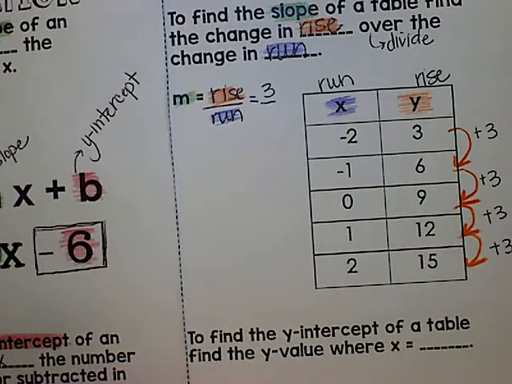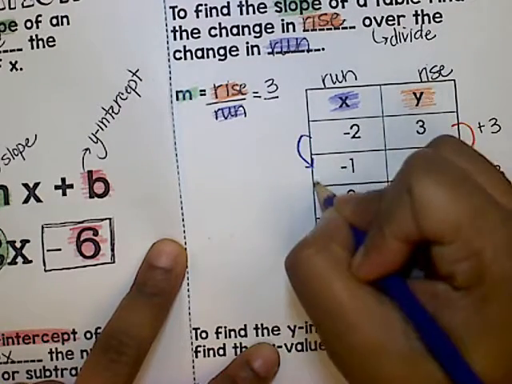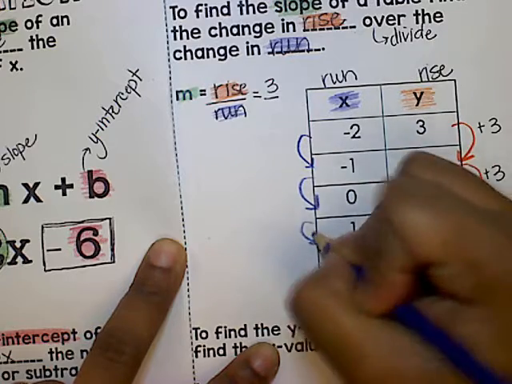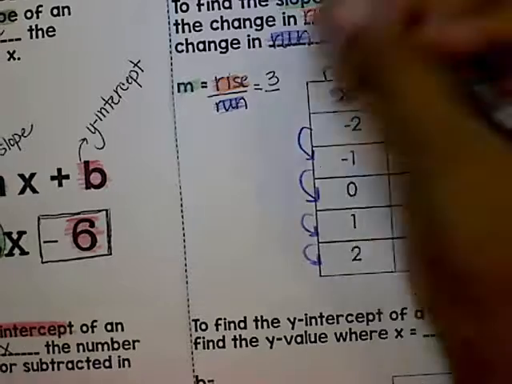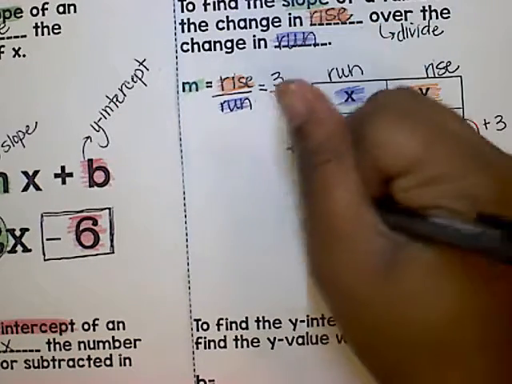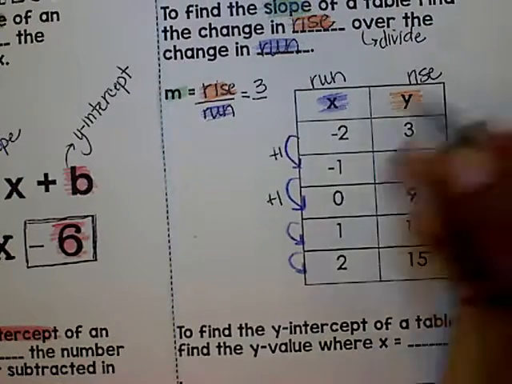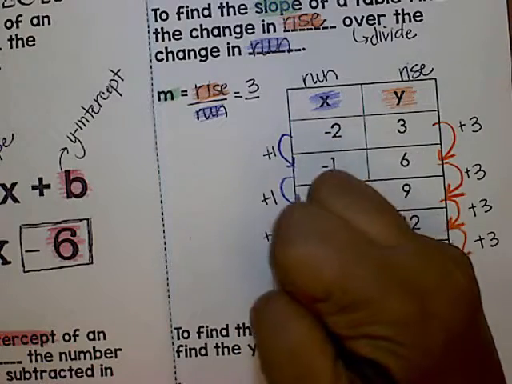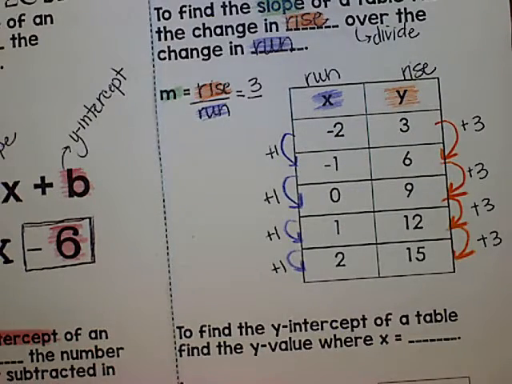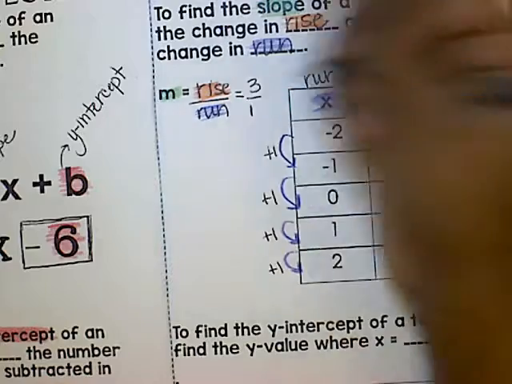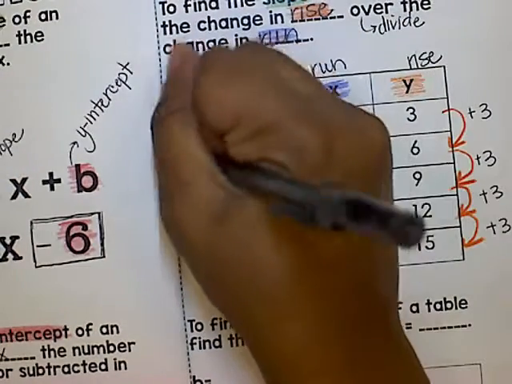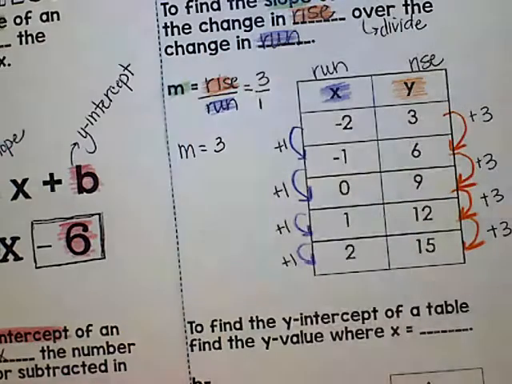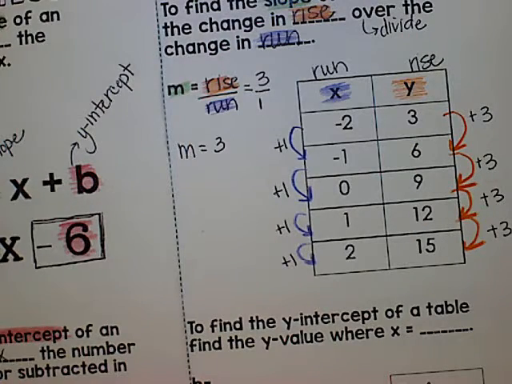Now let's check out our run. Has a change from here to here to here to here. So -2 becomes -1 by adding 1. -1 becomes 0 by adding 1. 0 becomes 1 by adding 1. 1 becomes 2 by adding 1. So therefore that change is +1. And then you just simplify. 3 divided by 1 is just going to be 3. So m equals 3, and that is our slope from a table.